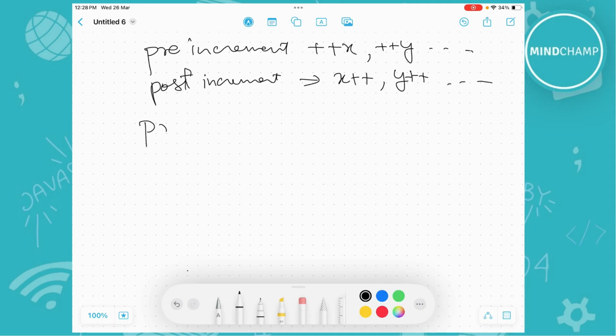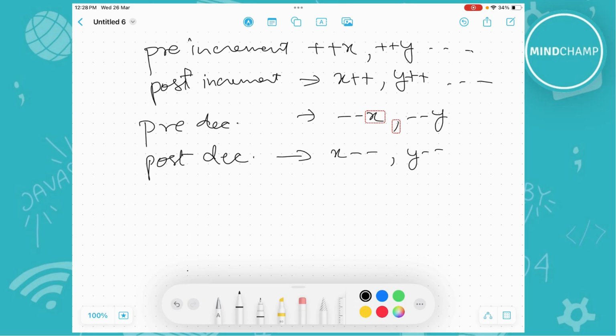Similarly, for pre decrement and post decrement, pre decrement means you are first decrementing or decreasing the value by 1, okay, so minus minus y like this, and post means x minus minus or y minus minus and so on.